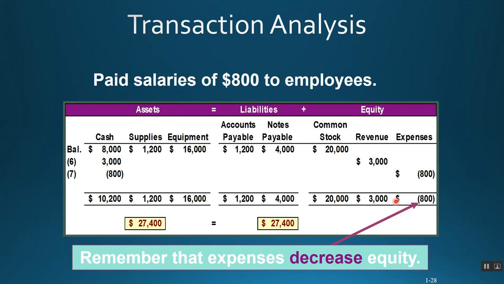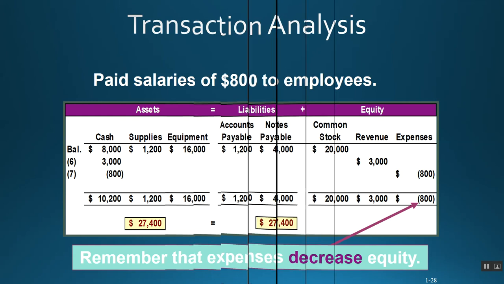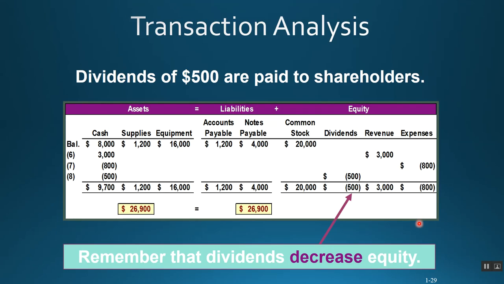Now, remember that expenses decrease our equity. They decrease our equity. $500 of dividends is paid to our stockholders, and so cash is going out. Dividends is also going out. Notice how they both decrease both sides. This transaction decreases both sides of the equation.